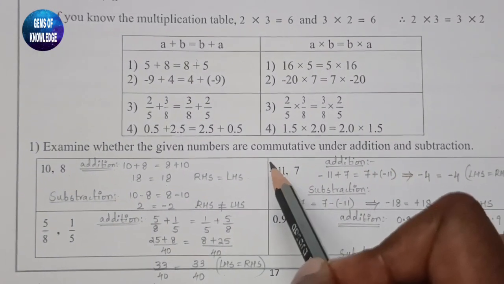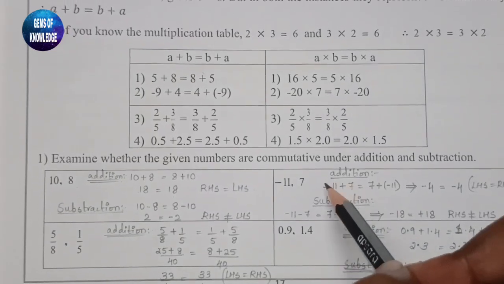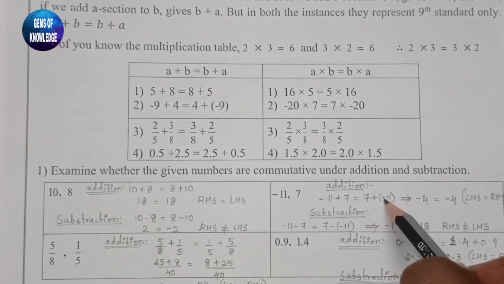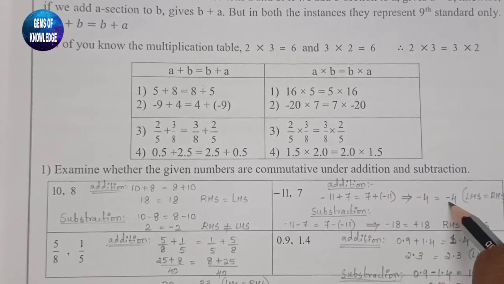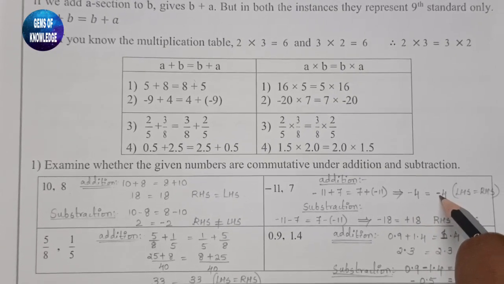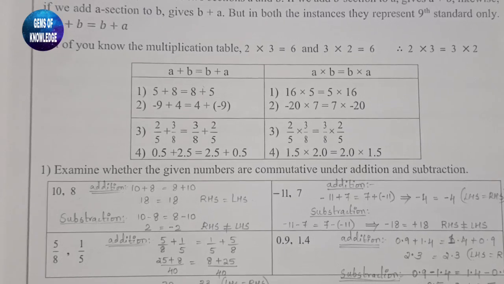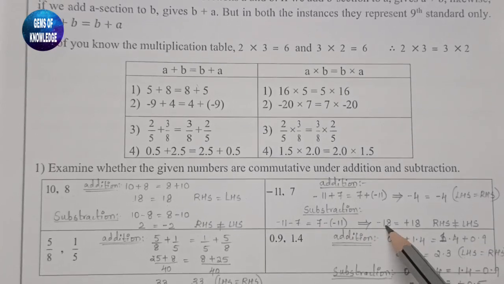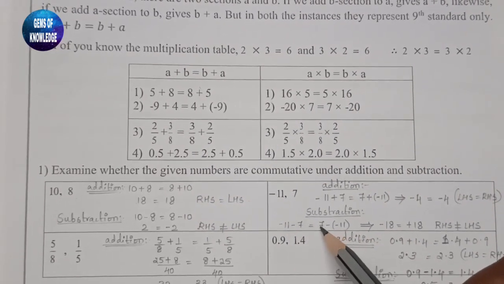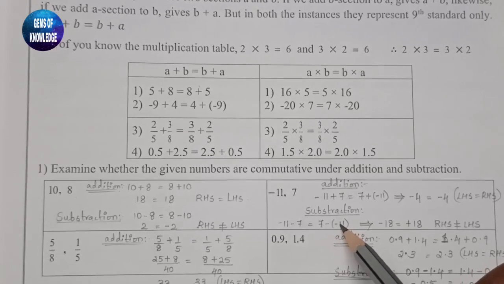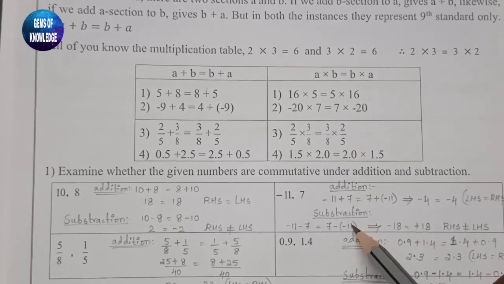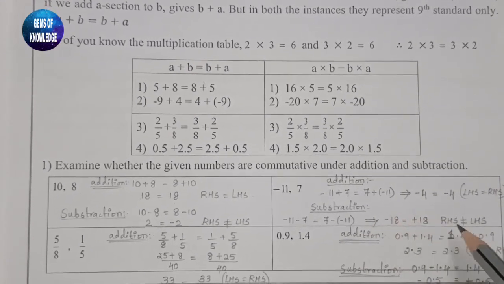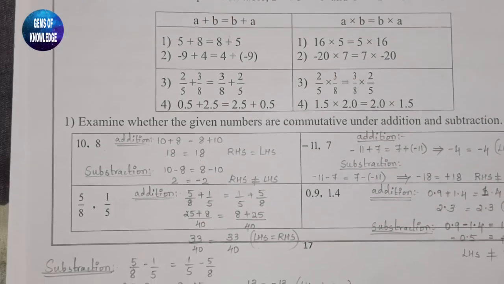Okay, in a similar way, minus 11 and 7 is given. If you add this, you are going to get minus 4. Here also, 7 will be as it is, plus into minus will be minus, and if you remove it, you get minus 4 itself. So here both LHS and RHS are equal. In case of subtraction, what happened? Minus 11 minus 7 will be minus 18, and here it is minus into minus, which will be plus, so 7 plus 11 will be plus 18. Again you can see the sign changes, so LHS is not equal to RHS.